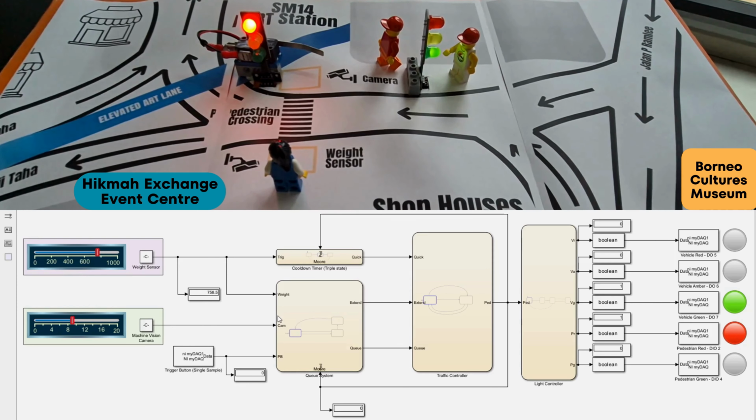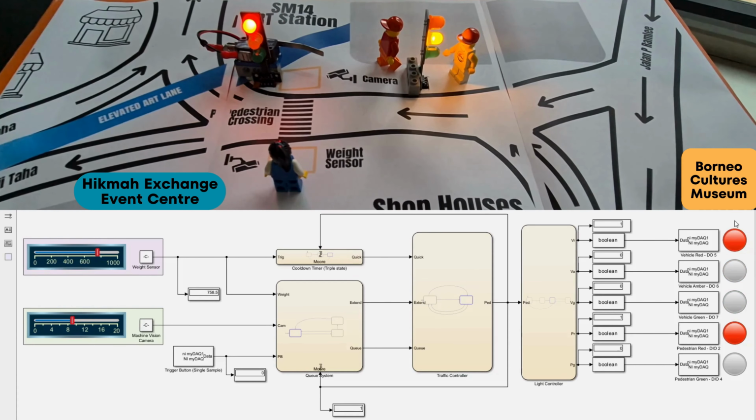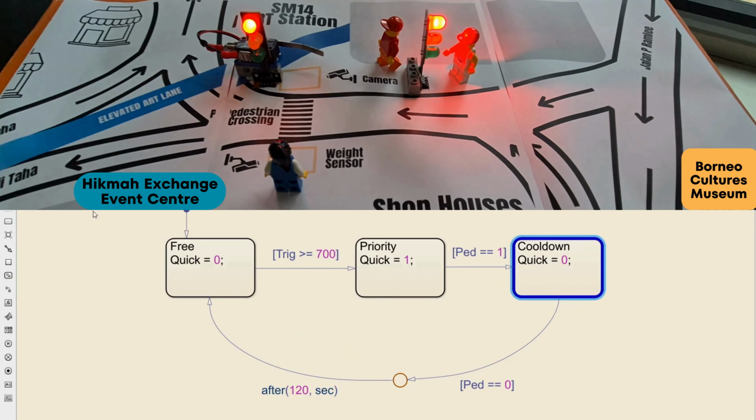So let's say now they press the pedestrian button, so there are more than 8 people at the curb, they press the button. Now the traffic controller would immediately give them the green light to cross. So this is the quick clearance feature, and this is in our cooldown timer machine.